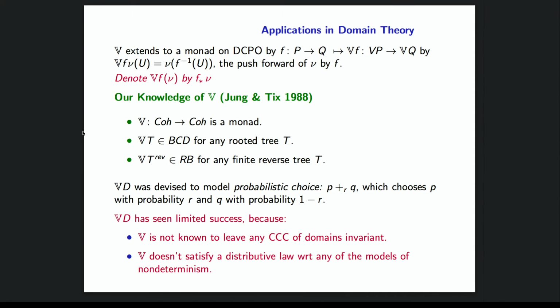This structure was meant to model probabilistic choice, P plus sub r Q, which is a process that's supposed to fuse P with probability r and Q with probability 1 minus r. The problem is it doesn't play nice with other structures. We don't know of any Cartesian closed category of domains that's invariant under this. It doesn't satisfy a distributive law. This is some category speak to say that if you try to combine probabilistic choice and non-determinism, and I do differentiate the two, then you don't have a nice way to say what you're going to get.